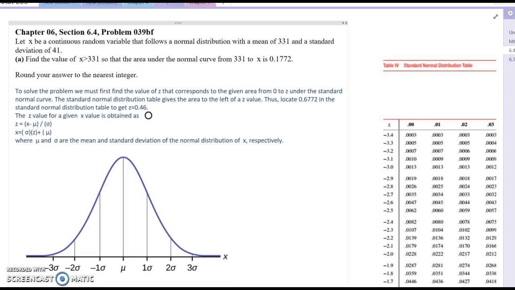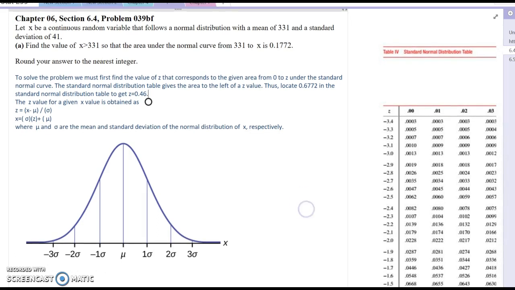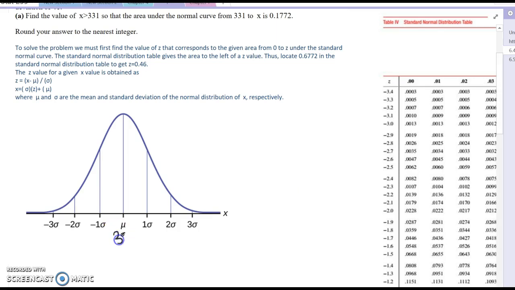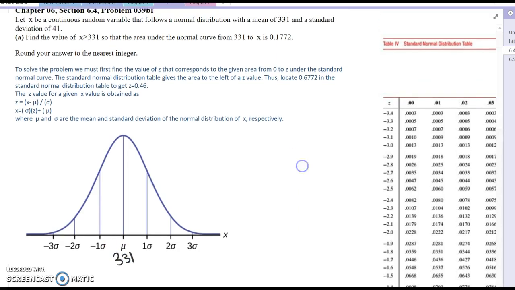Looking at problem 39B and F from section 6.4. So we're given that x is a continuous random variable that follows a normal distribution with mean of 331. So on our little table here, this would be 331. And a standard deviation of 41. Find the value of x that's going to be greater than 331 so that the area under the normal curve from 331 to x is given as this value.